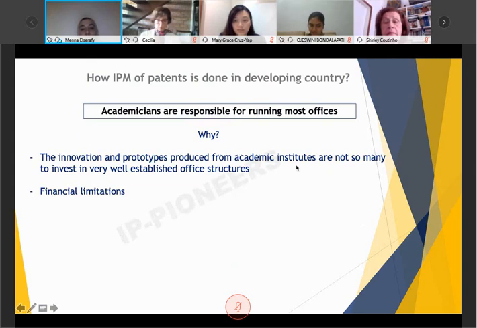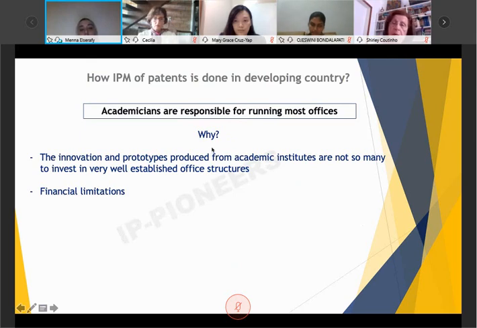Maybe because the innovations and prototypes produced from our academic institutes are not so many that they require such investment to make a very well-established office structure. Maybe the money that would be spent on investing in such structures would be much more than the reward or the revenue that will come back to the institute. And also because of financial limitations, maybe.